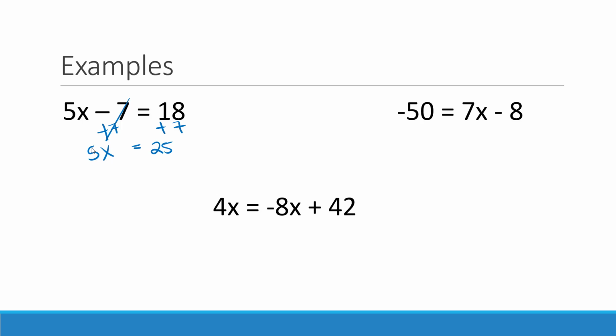The next step is to get rid of anything that's closest to x. So notice the 5 is being multiplied by x. So our next step would be to divide by 5. And so then we would get x is equal to 5.